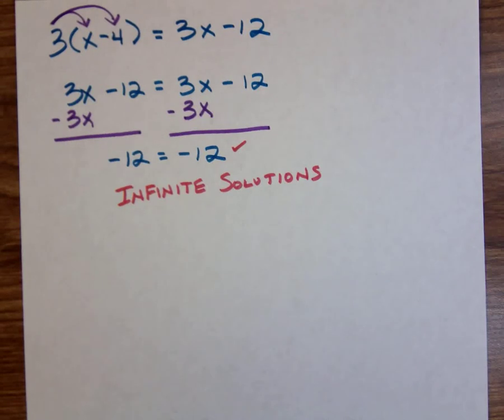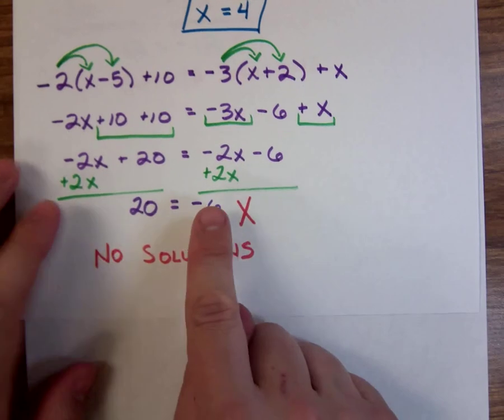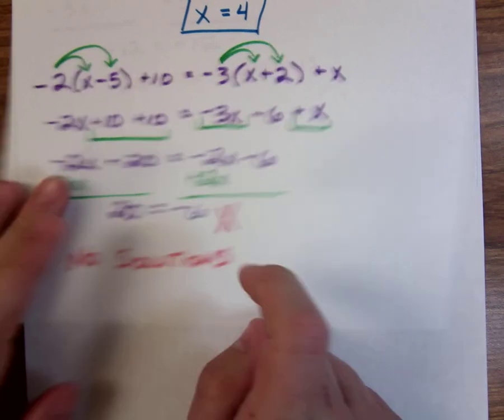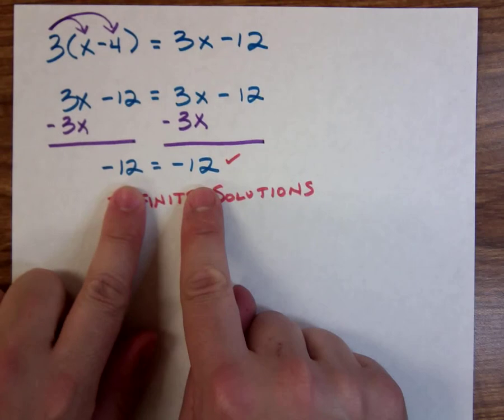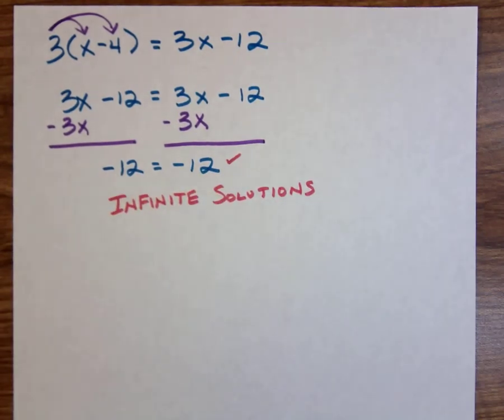So two special cases that both look very similar. The first was the x's go away and the equation we're left with is wrong. They don't equal each other. That's no solutions. The second special case, the x's went away and the equation we're left with is right. The two sides are the same. That is infinite solutions. And everything else will just have a solution.